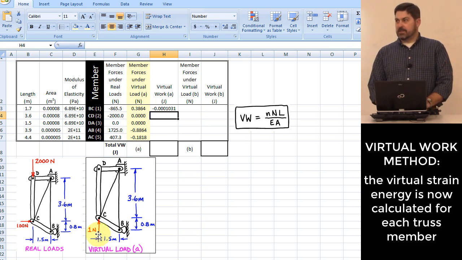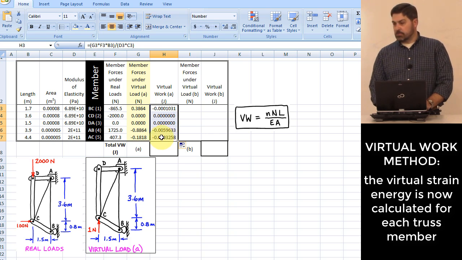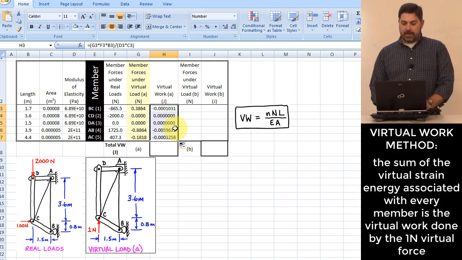So far, so good? Now, what can I do now that I've set all that up? Right? I can click and drag. This now gives me the virtual work that essentially this 1 Newton virtual load that I put right here, this is the virtual work that is introduced into the structure as a result of putting on that virtual load of 1 Newton down there. What do I need to do with all that?